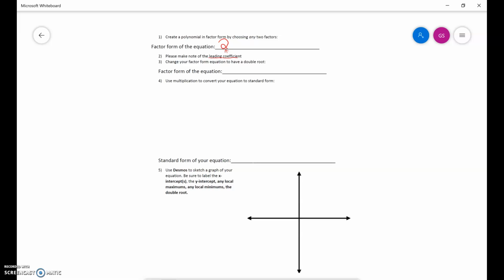All right, so step one, create a polynomial in factor form by choosing any two factors. So I can literally put whatever two factors I want here. Now I'm going to be lazy and pick easy things, x plus 1 and x plus 2. I just picked two numbers, 1 and 2. Done, easy. Okay, leading coefficient's 2, so make sure I pay attention to that.